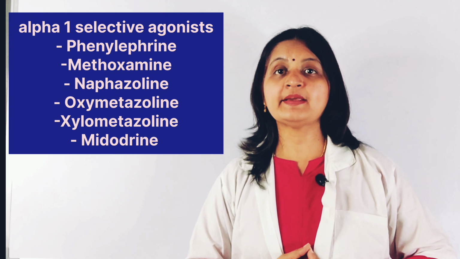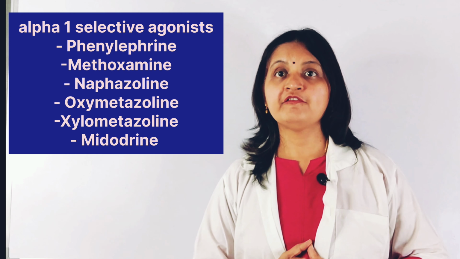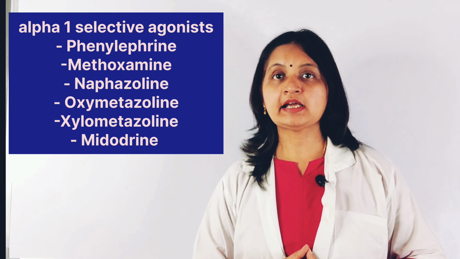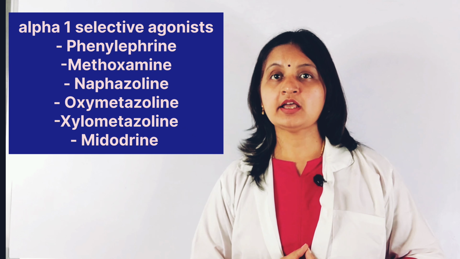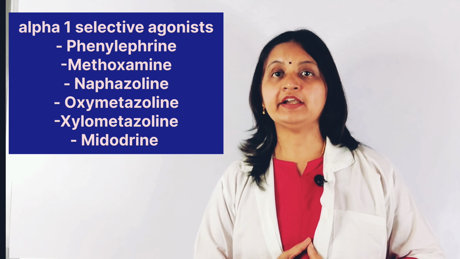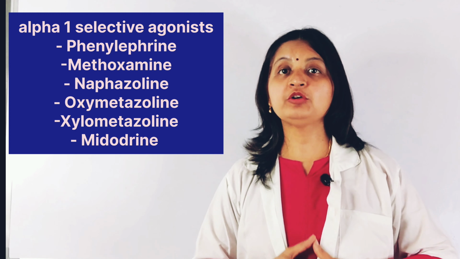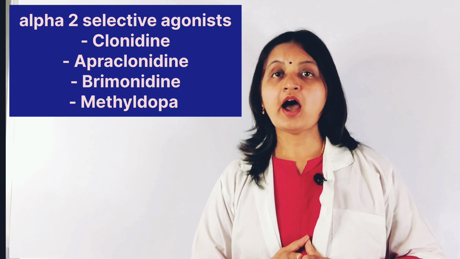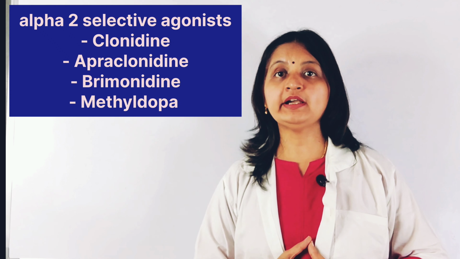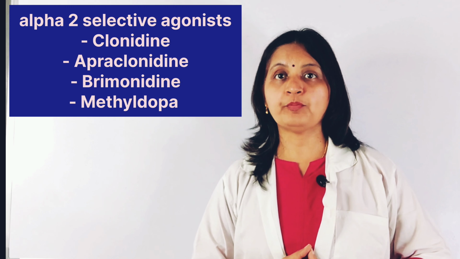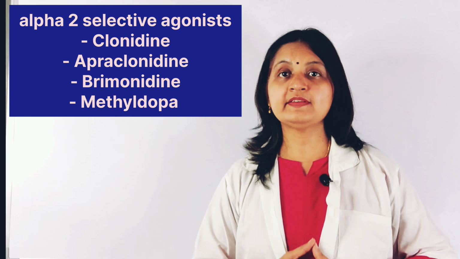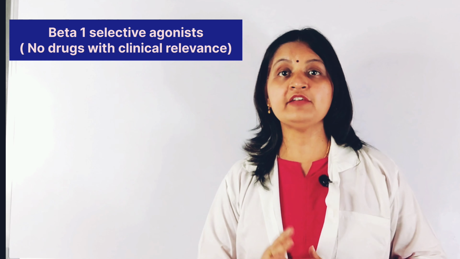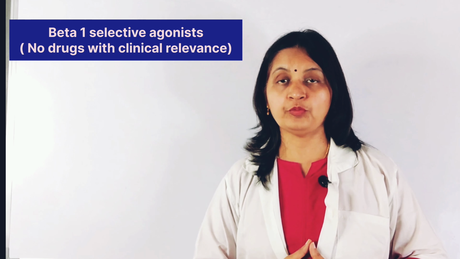The alpha-1 receptor agonist drugs are phenylephrine, methoxamine, midodrine, oxymetazoline, xylometazoline and naphazoline. Alpha-2 selective agonist drugs are clonidine, apraclonidine, brimonidine and methyldopa. Beta-1 receptor agonist drugs: there are no drugs with relevant clinical applications in this group.